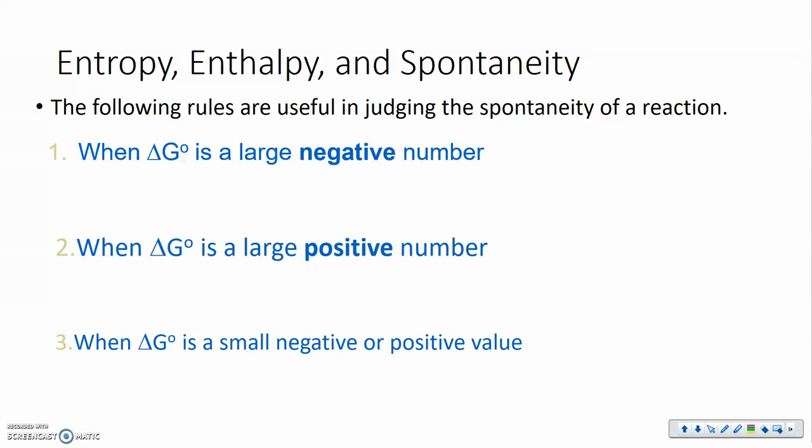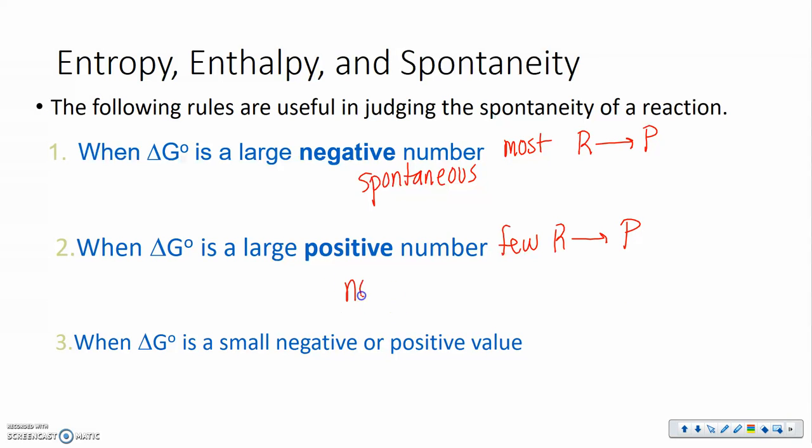Whether or not a reaction is spontaneous, you can also tell based on whether your Gibbs energy is a large or small positive or negative number. If it is a large negative number, then that means most of the reactants have turned into products, which means it's going to be spontaneous as written. If it's a large positive number, that means few reactants turn into products, and it's going to be non-spontaneous as written.